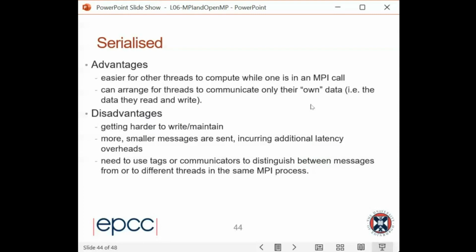So serialized, the advantages of serialized are, this is where you have multiple threads calling the MPI library, but they are calling it one at a time. It's easier for threads to compute while one is in an MPI call. And because you have multiple threads doing communication, you can arrange them to communicate their own data. So you can basically say, a thread will communicate with MPI the data which it is responsible for computing. However, it's even harder to write or maintain, you get a lot of small messages, which gives additional latency and additional overheads.